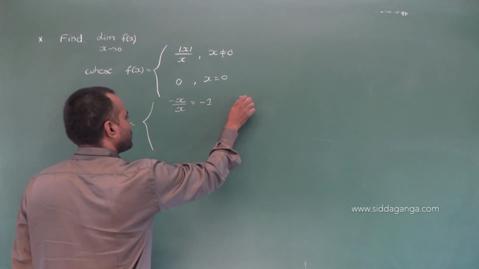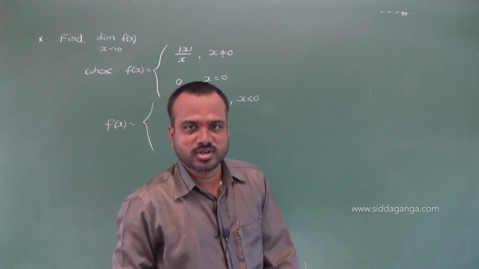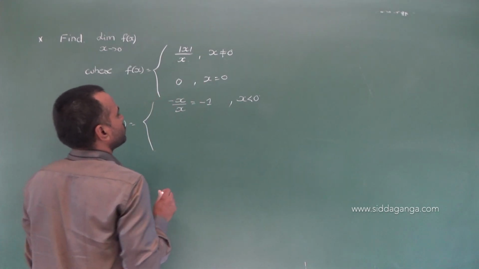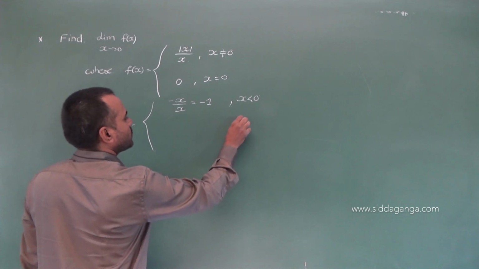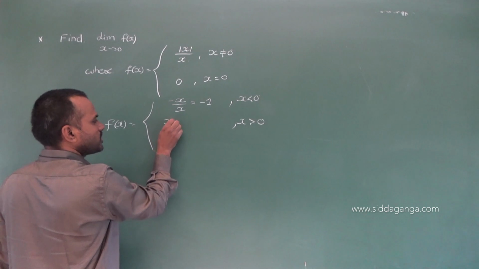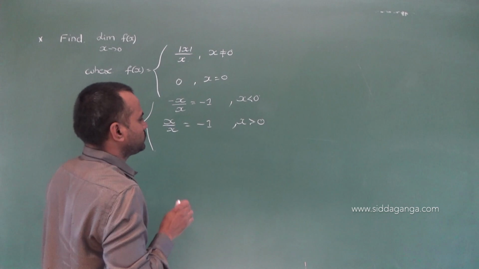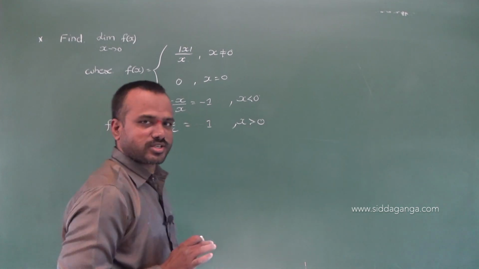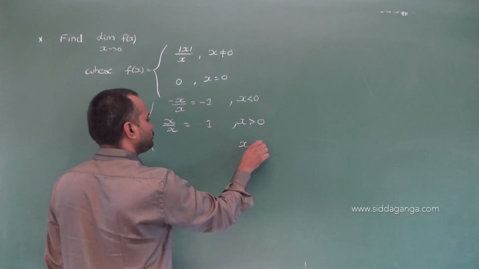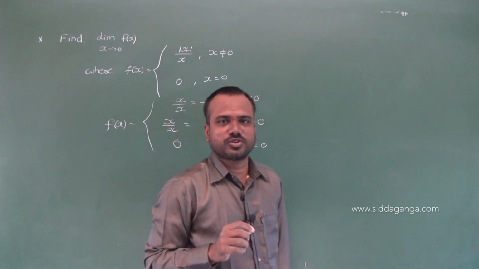This is for x less than 0. Then, for x greater than 0, modulus is plus x, so plus x by x gets cancelled and it becomes plus 1. Then for x equal to 0, here he has given 0. When x is equal to 0, the function is 0.